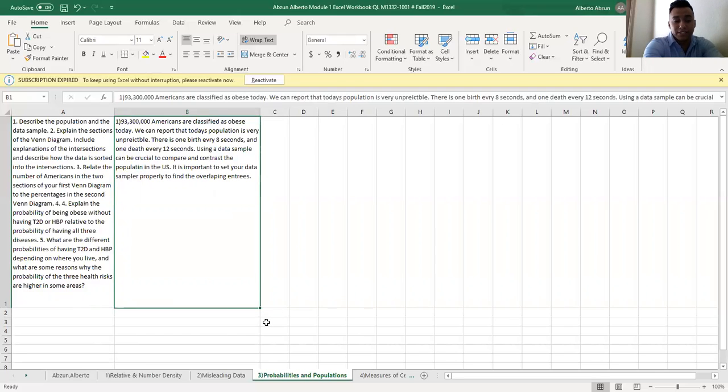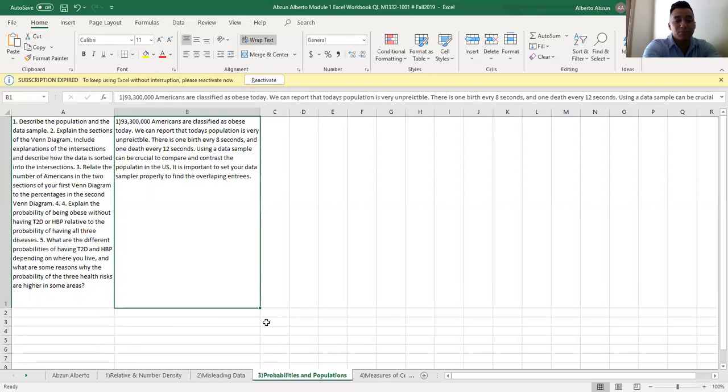Probabilities and populations. As well, I answered question number 1 for this topic, and that question is, describe the population and the data sample. So according to the link that we were given, 93,300,000 Americans are classified as obese today. We can report that today's population is very unpredictable. There is 1 birth every 8 seconds and 1 death every 12 seconds.